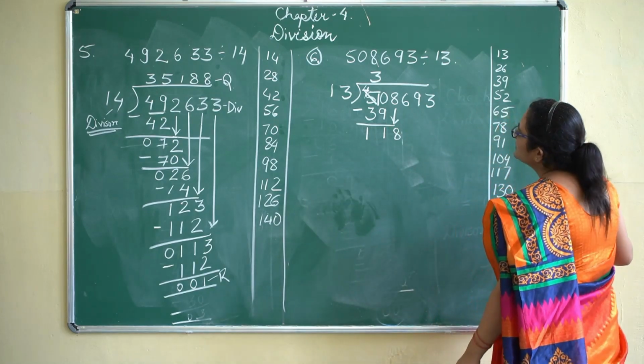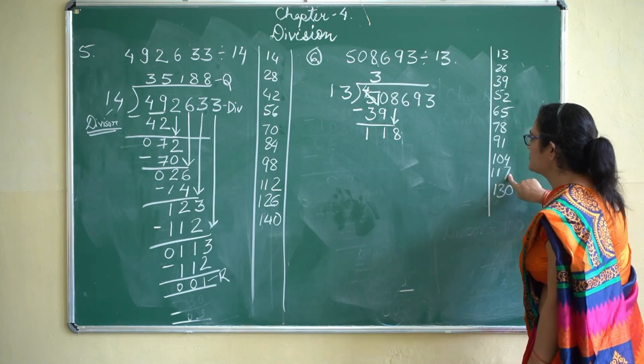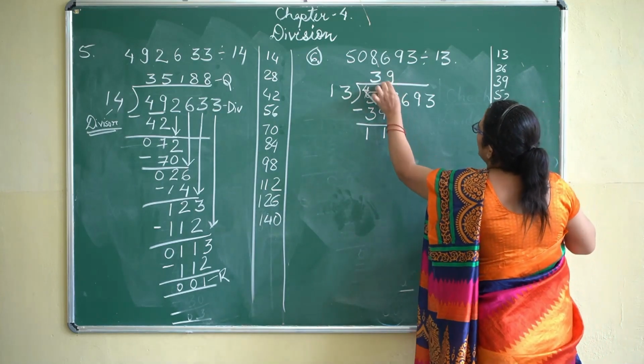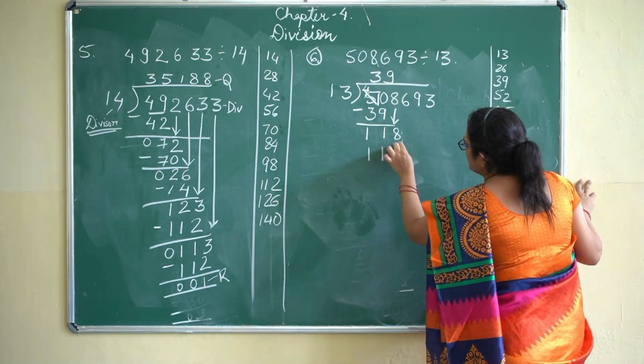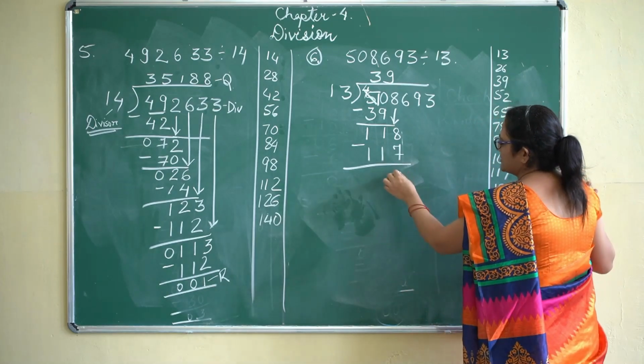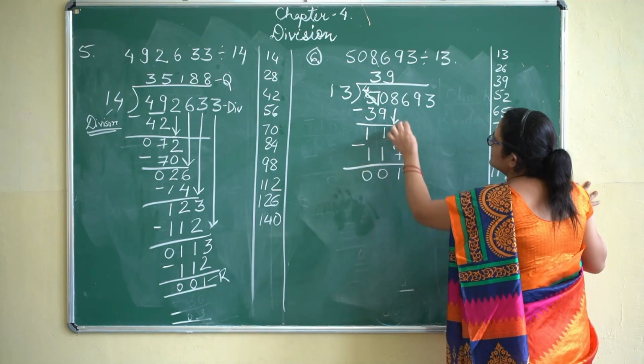Okay. In the table of 13, does 118 come? No. 117 comes. Smaller than 118 is 117. How many times? 9 times. 13 9s are 117. Now we'll subtract. 8 minus 7 is 1. 1 minus 1 is 0. 1 minus 1 is 0.